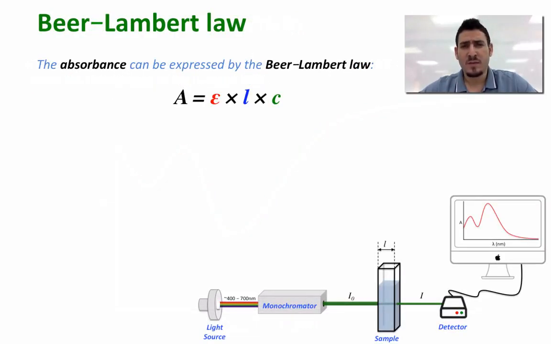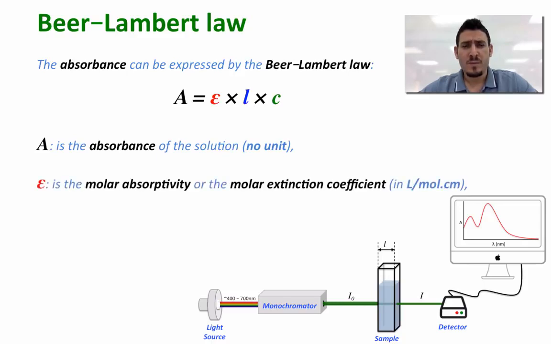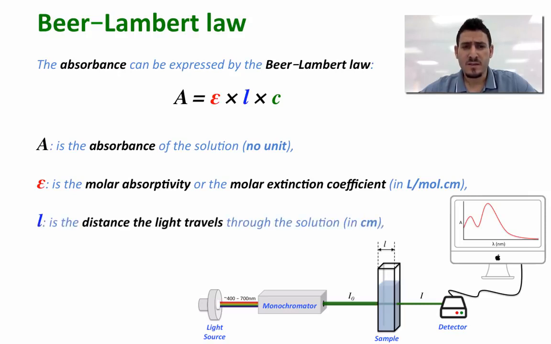Now let's define the Beer-Lambert's law. The absorbance can be expressed by Beer-Lambert's law as follows. A equals epsilon multiplied by L multiplied by C, where A is the absorbance of the solution, and there's no unit for A. Epsilon is the molar absorptivity or the molar extinction coefficient, and it's measured in liter per mole centimeter. L is the distance the light travels through the solution and is measured in centimeters, and C is the concentration of the absorbing species and it's measured in mole per liter.